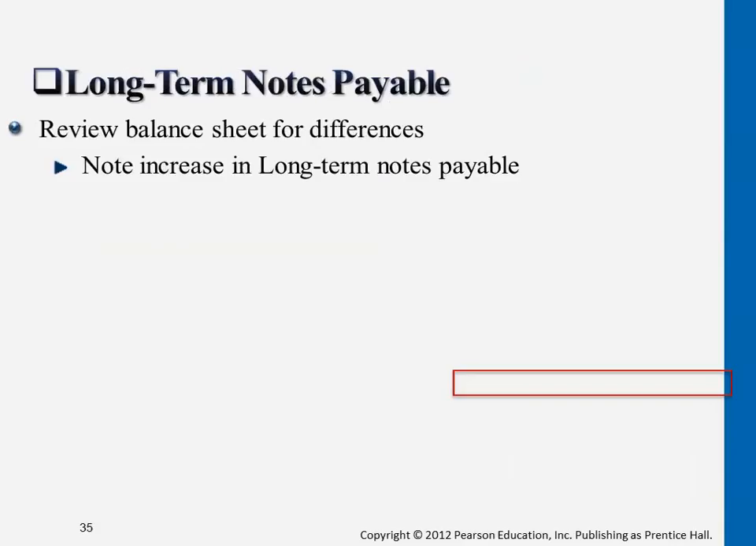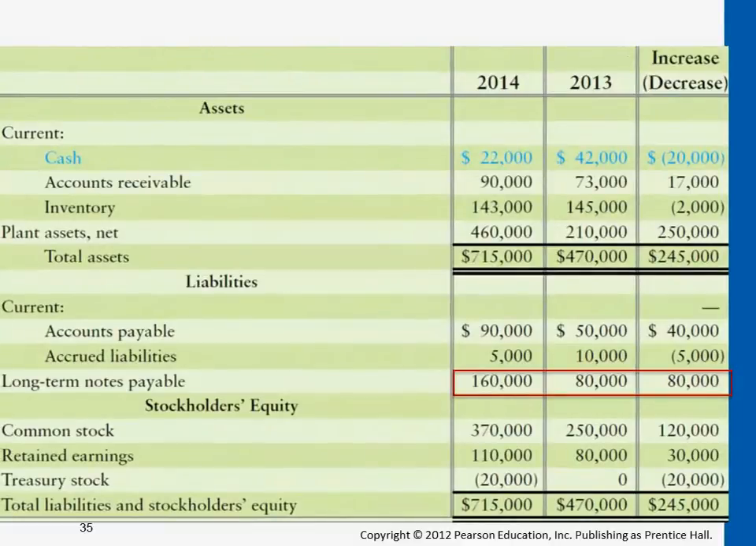Okay, first example, if we look at long-term notes payable. Does long-term notes payable increase or decrease here compared to 2 years? Well, if last year is 2013, this year is 2014, what happened to the balance? We had an increase in liability of $80,000, right? So what does that $80,000 mean?